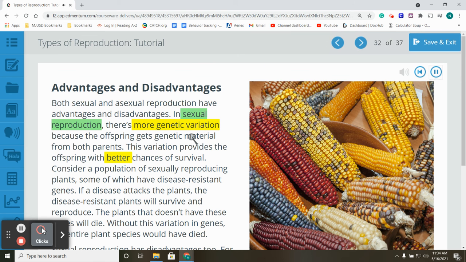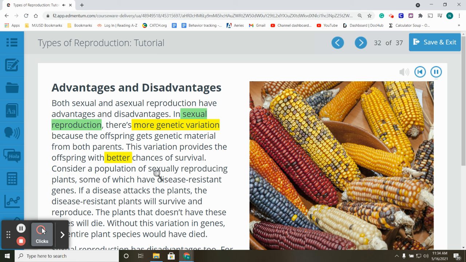Advantages and disadvantages. Both sexual and asexual reproduction have advantages and disadvantages. In sexual reproduction, there's more genetic variation because the offspring gets genetic material from both parents. This variation provides the offspring with better chances of survival.